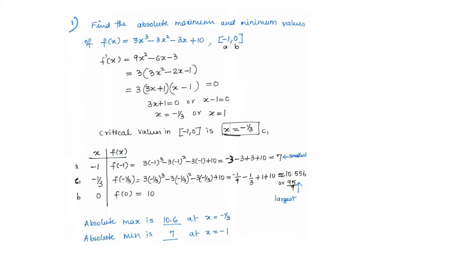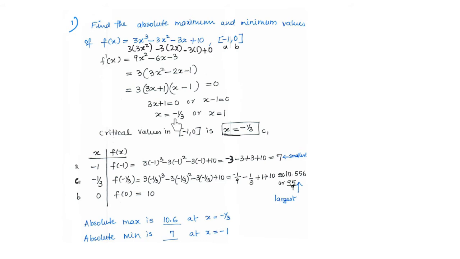In this example, we need to find the absolute maximum and minimum values in this closed interval. So this is a, this is b, and this is the function. The first step is to find the critical values. So take the derivative, factor out the GCF, then factor again, then set each factor equal to 0 and solve. So we found two critical values for this function.